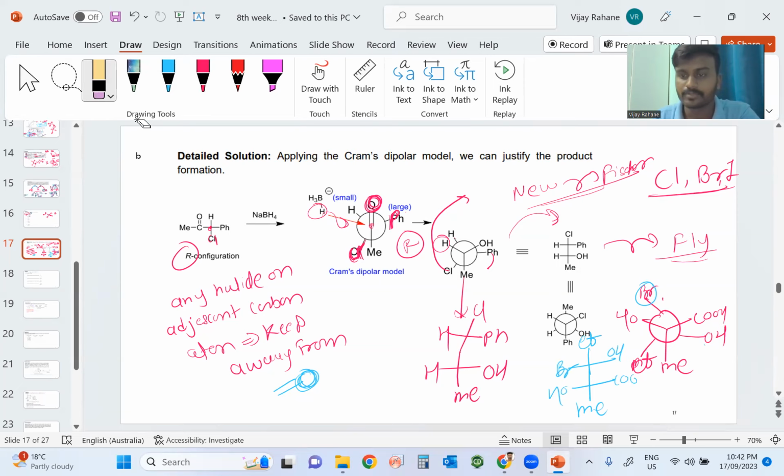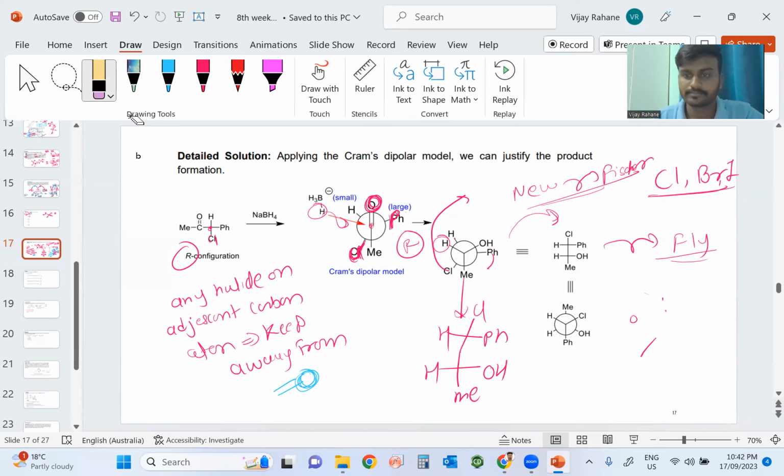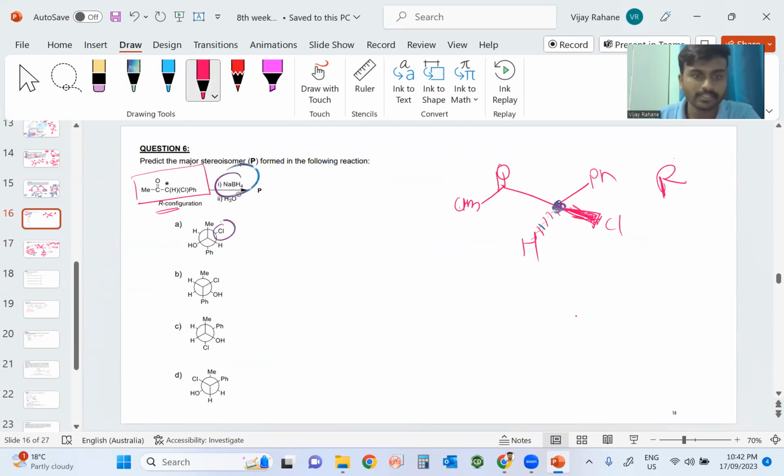So you just need to pull this ethyl to the upper side, and draw the left side group on the left side and the right side group on the right side, as it is. So this is the answer for this question. And you can see option B is the correct option for this.